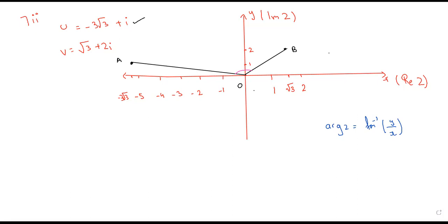Getting 1.203. Okay, sorry. 1.203 radians. Wait, I'll just do it again. Oh. Okay.